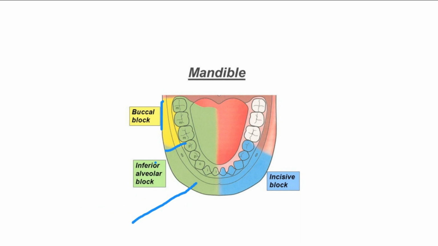So you get everything done except the buccal aspect, or the outer aspect, of the three molars. So if you're working on the first five, the central incisor, lateral incisor, canine, first premolar, second premolar, all these five, you're okay with one injection, which is the inferior alveolar. But if you're working on one of the molars, you have to give a second injection, which in this case is the buccal.